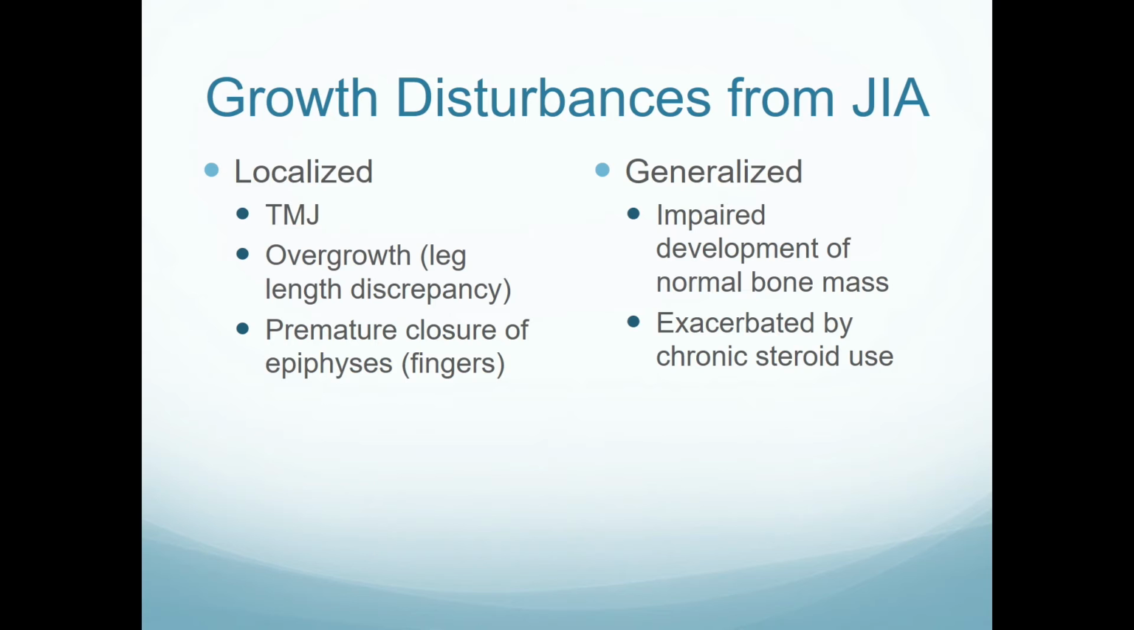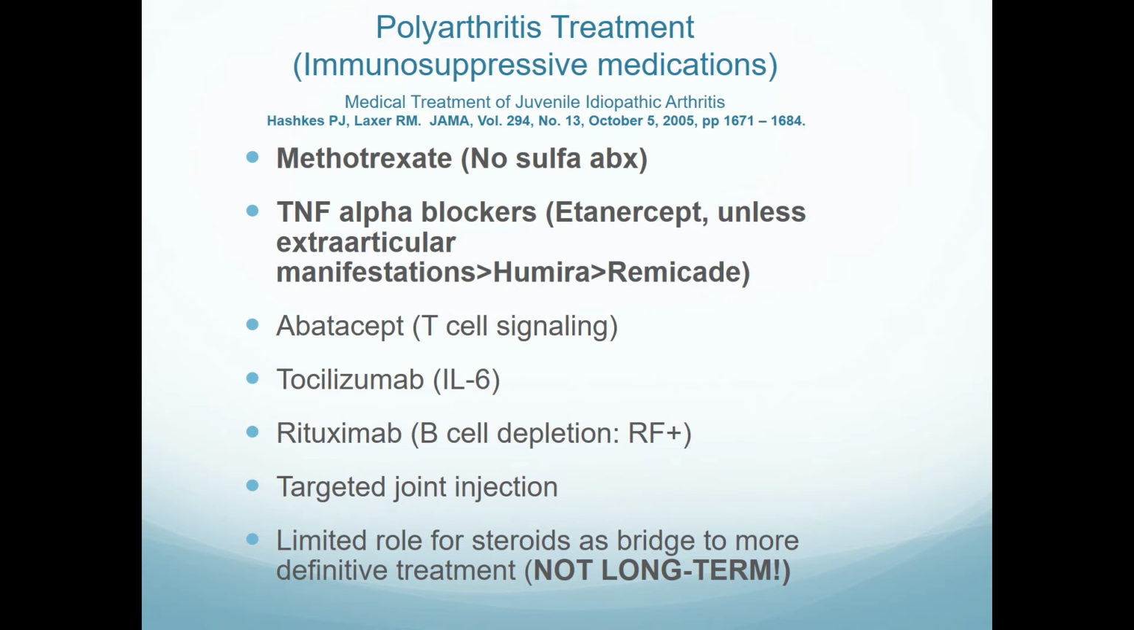And then their fingers, conversely, can actually get premature closure, and so they get these little claw-like hands. So overall, they do get impairment of normal bony mass, and the number one predictor of this is chronic steroid use. So absolutely, people who really do polyarthritis now feel that there is no role for chronic steroid use in any kind of primary arthritis. Okay. So what is the treatment?